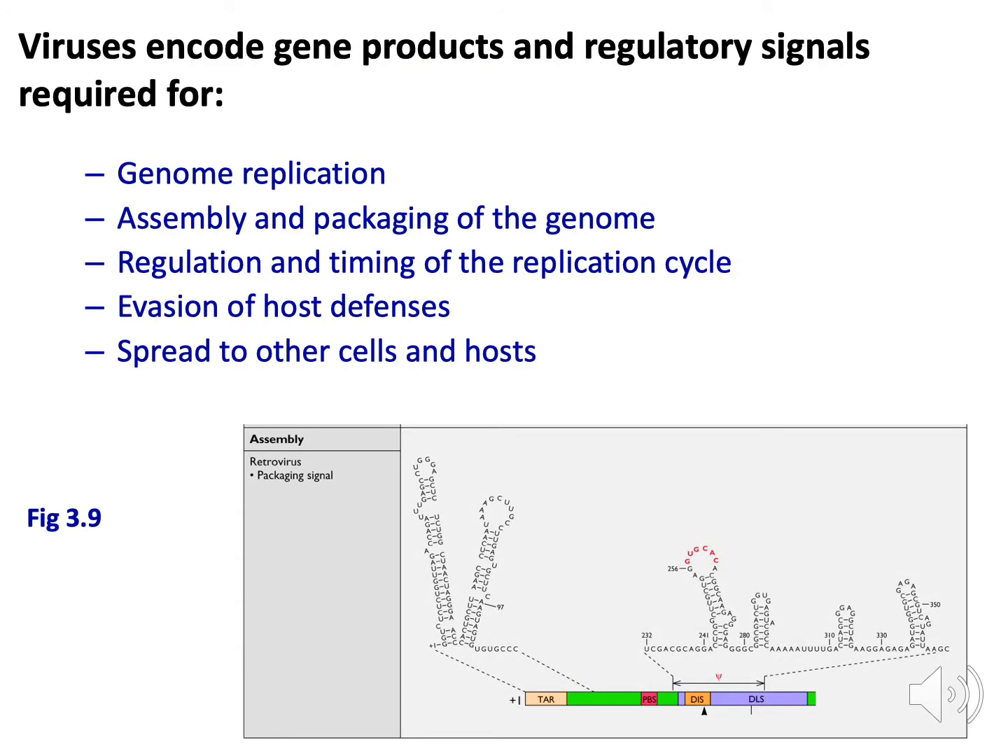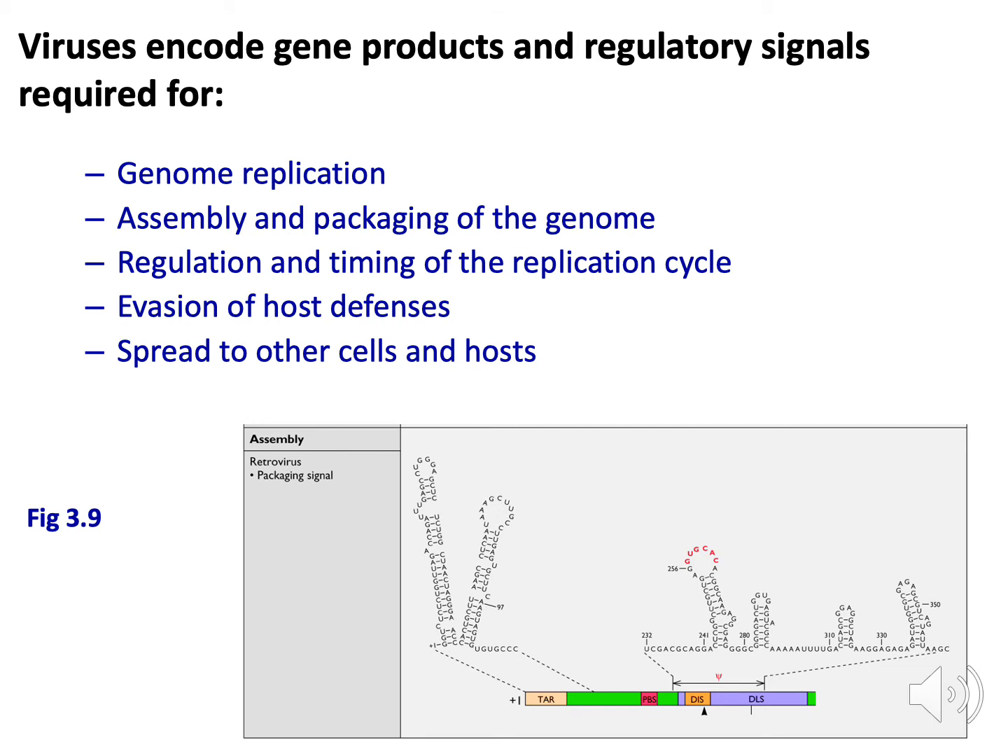So they encode gene products and regulatory signals that are required for replication, as I just said, for packaging of the genome in new progeny virions. You wouldn't want to package non-viral material. They have signals that are important sometimes for timing the replication cycle, sometimes signals for evading host defenses.